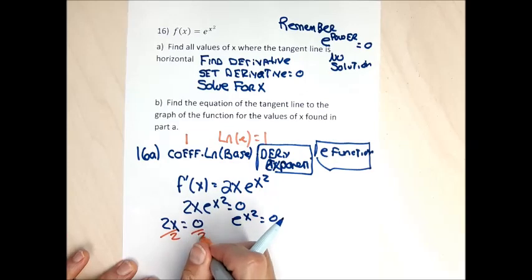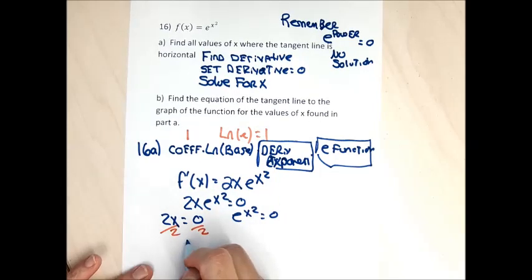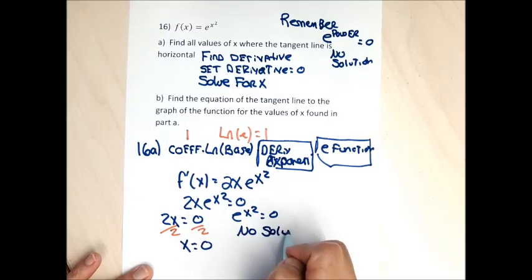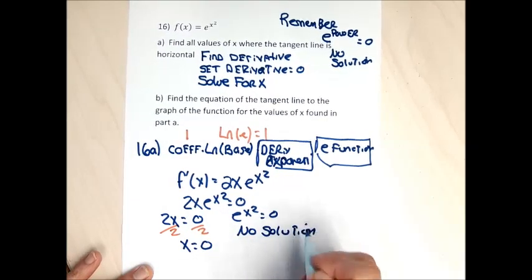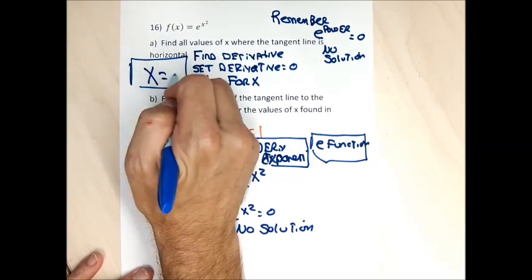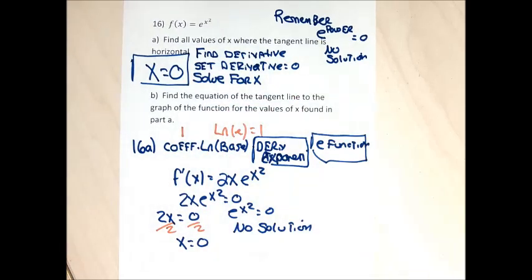I'm going to divide by 2 for the 2x and get x equal to 0. And for the e part, e to any power can't be equal to 0. That doesn't give a solution. So for part 16a, the only answer is x equal to 0.